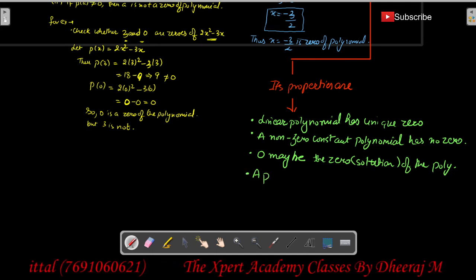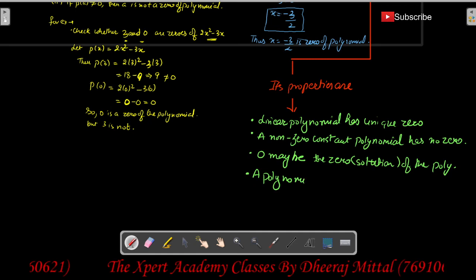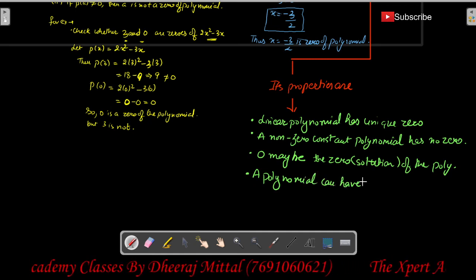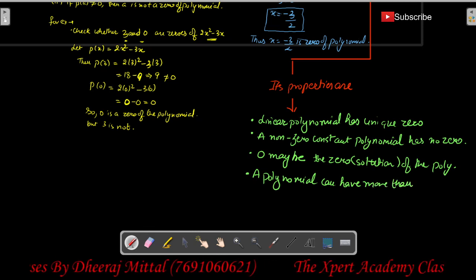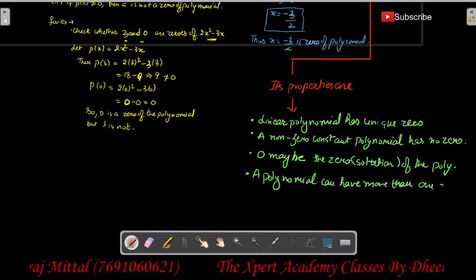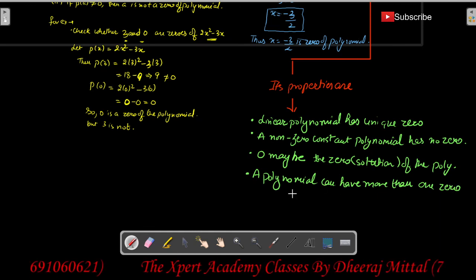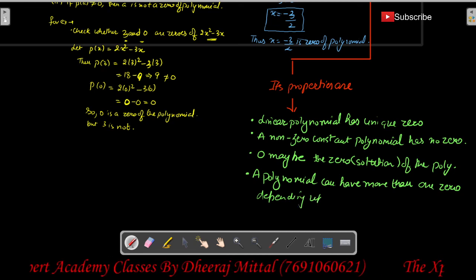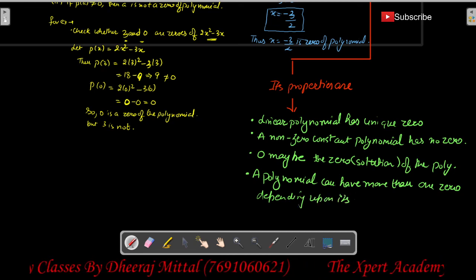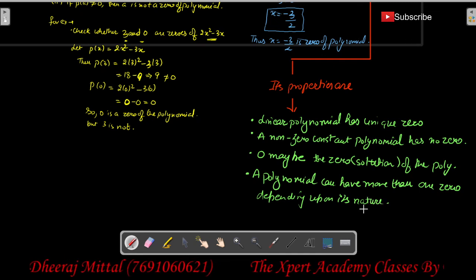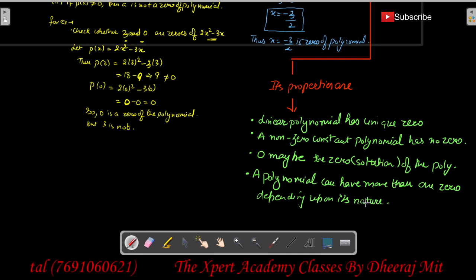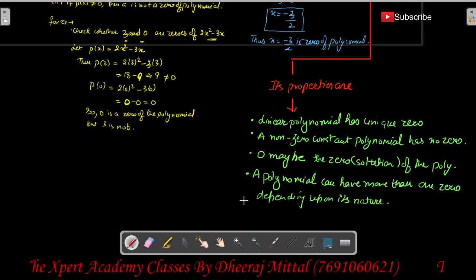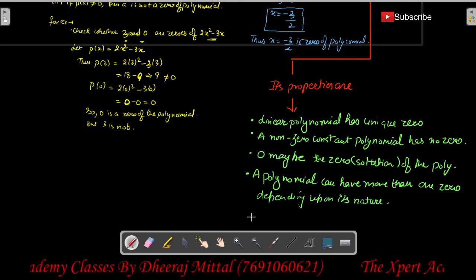Fourth property, a polynomial can have more than one zero. एक पॉलिनोमियल में एक जीरो से ज्यादा भी जीरो हो सकते हैं, डिपेंडिंग अपॉन इट्स नेचर. अगर क्वाड्रेटिक पॉलिनोमियल है तो कितने जीरोस होंगे? 2. क्यूबिक है तो 3. लाइकवाइज उसके नेचर पे डिपेंड करेगा कि उसके कितने नंबर ऑफ जीरोस होते हैं. So these are the properties of the polynomial.